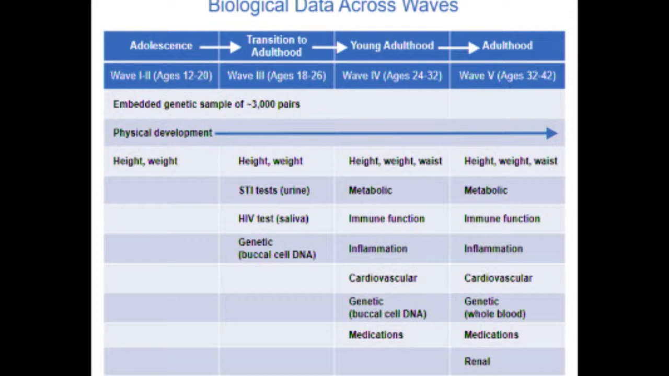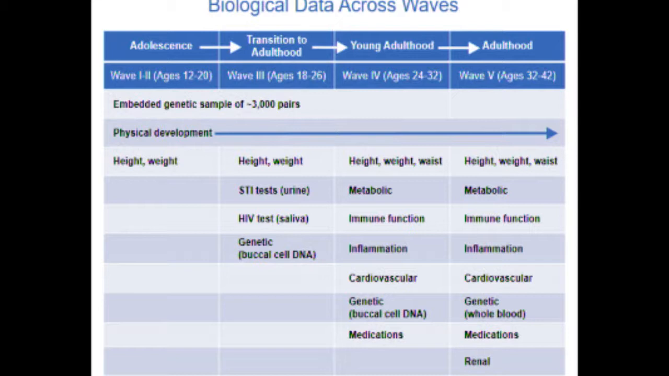Just for your information, this is some of the biological data that we've gotten over time. We have height and weight pretty much across all of the waves, and BMI. We started picking up some additional measures. We tested for STIs and HIV at wave 3, the peak age of risk. We collected DNA on the genetic sample, the twins and the full sibs.